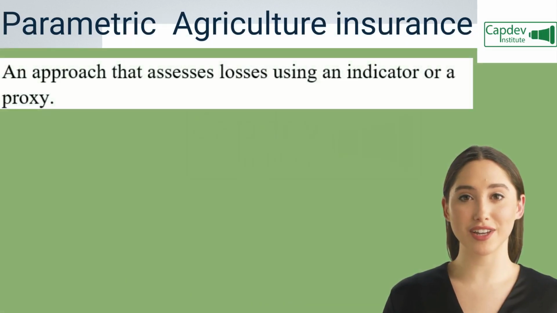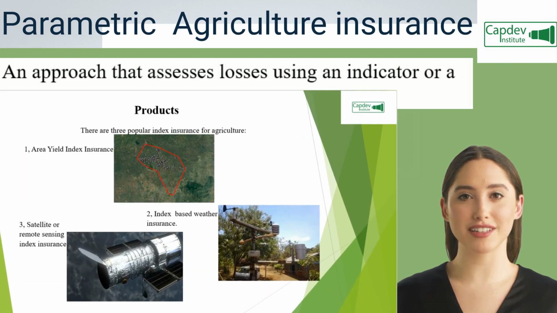Parametric insurance, otherwise referred to as index-based insurance, is an approach that assesses losses using an indicator or a proxy such as temperature, precipitation, or average yield output of a selected area. Compensation from index insurance products is derived from deviations in the underlying index that have a correlation with insured risks such as droughts, floods, productivity, etc.